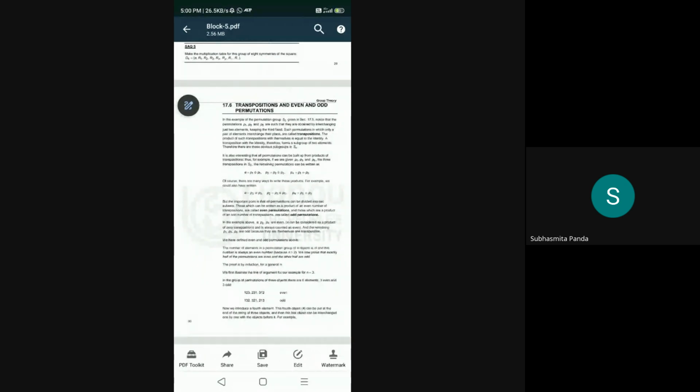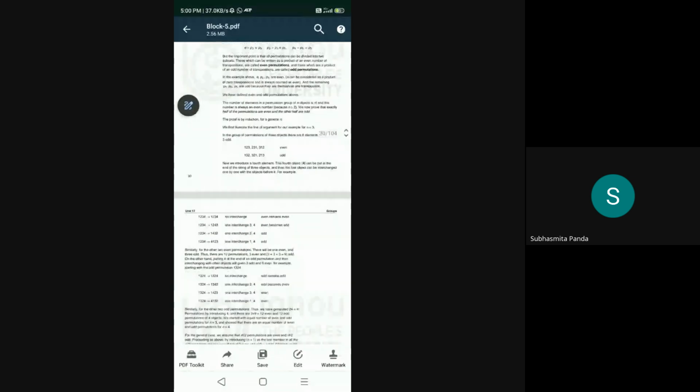Those which can be written as a product of an even number of transpositions are called even permutations, and those which are a product of an odd number of transpositions are called odd permutations. For example, 1 2 3, 2 3 1, 3 1 2 are even permutations. And 1 3 2, 3 2 1, 2 1 3 are odd permutations.